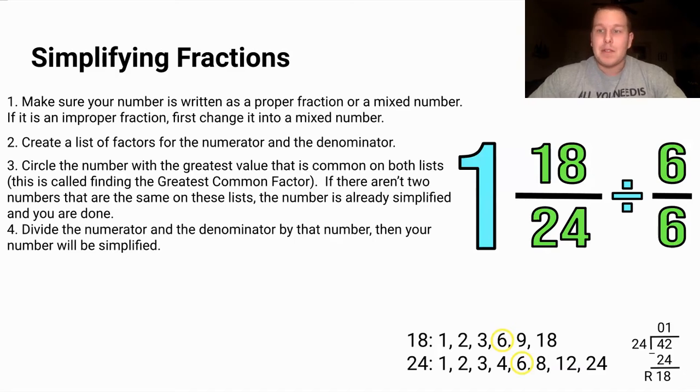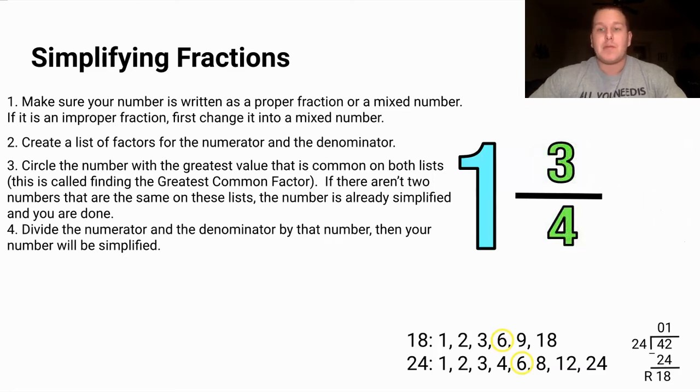So if we divide the top number by 6 and the bottom number by 6, 18 divided by 6 would give me 3, and 24 divided by 6 would give me 4. So my simplified fraction would be 1 and 3/4. And this actually still has the same value as our improper fraction we started with, 42 over 24.